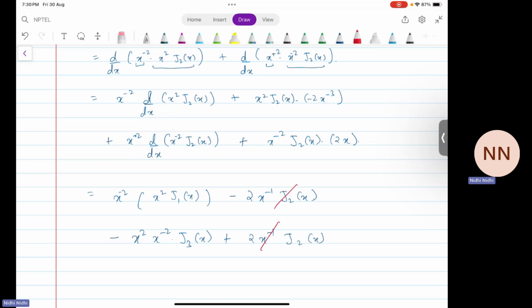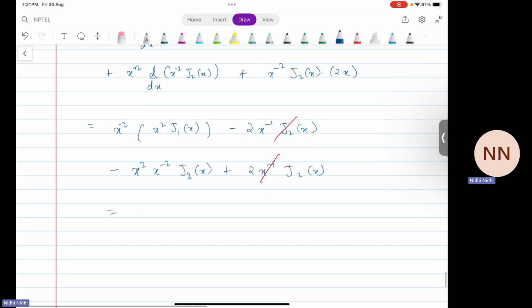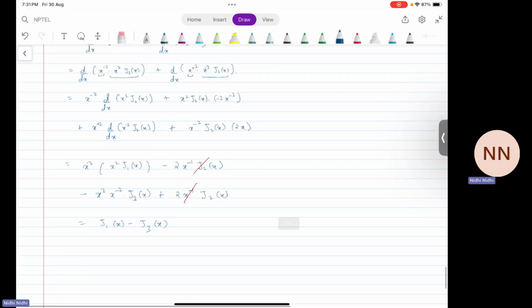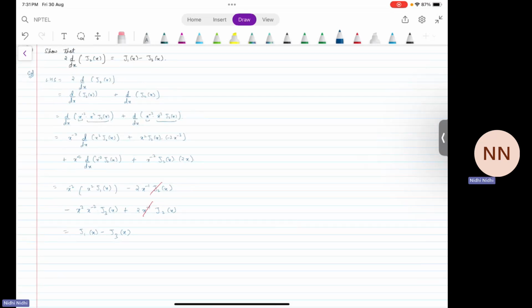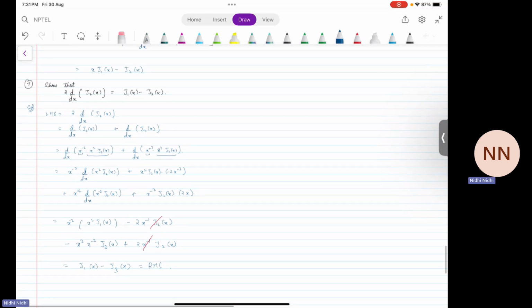Now this gets cancelled out. We are left with J1x minus J2x. Sorry, J3x. That is what we wanted, RHS. I hope this was clear enough. If you have any doubt, please let me know.